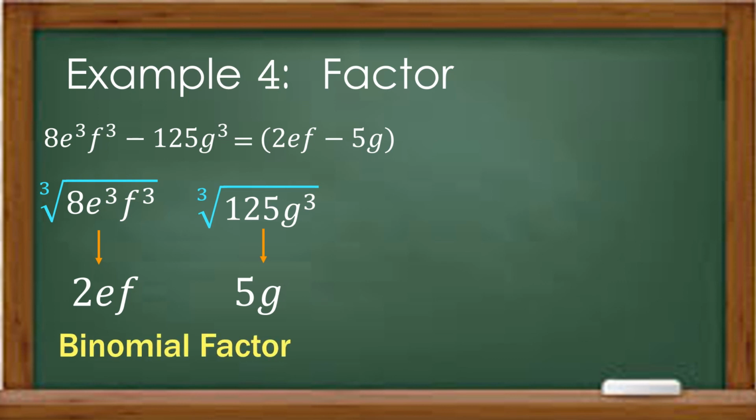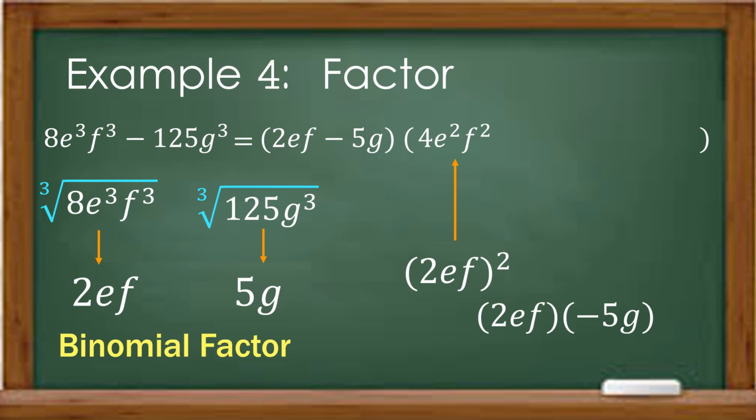Okay, then to get the trinomial factor, square the first term of the binomial factor to get the first term of the trinomial factor. So we have there 2ef quantity squared, which is 4e squared f squared. Then get the opposite of the product of the two terms of the binomial factor to get the middle term of the trinomial factor. That is 2ef times negative 5g, which is negative 10efg. So the opposite is positive 10efg.